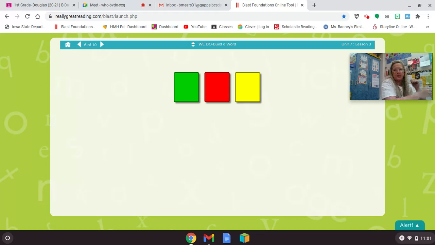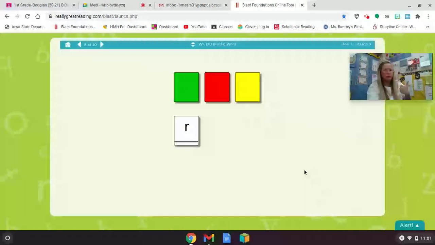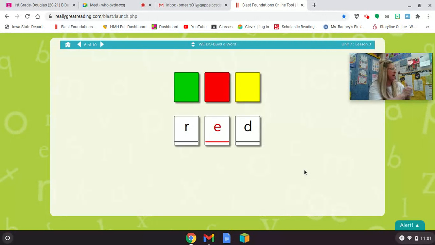All right, let's see if we have the right letters that go with these sounds. Red. D. Is that what you guys had? I see Cameron's had it. Ariel, go ahead and put those letters that go with the word red on there.